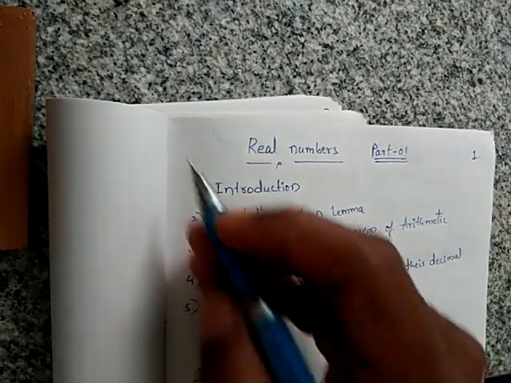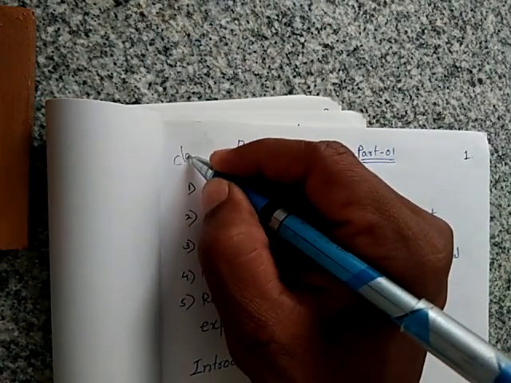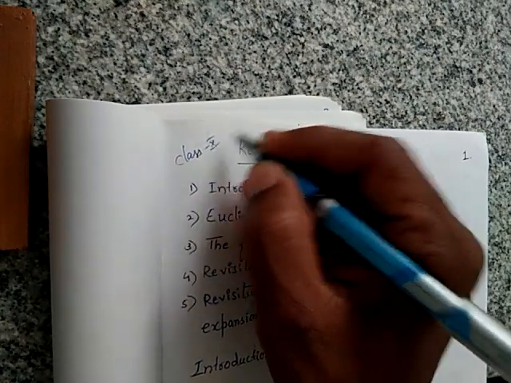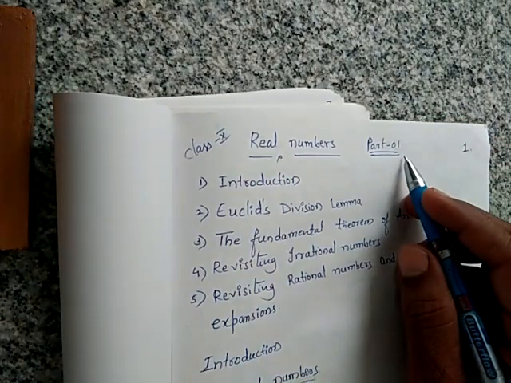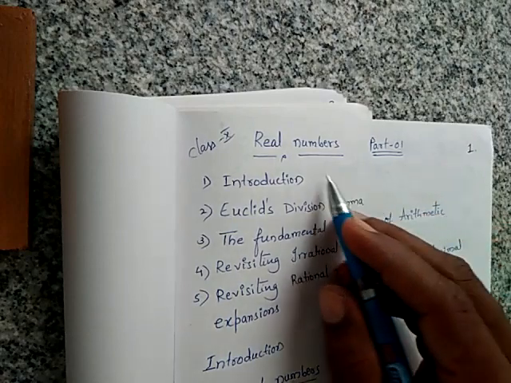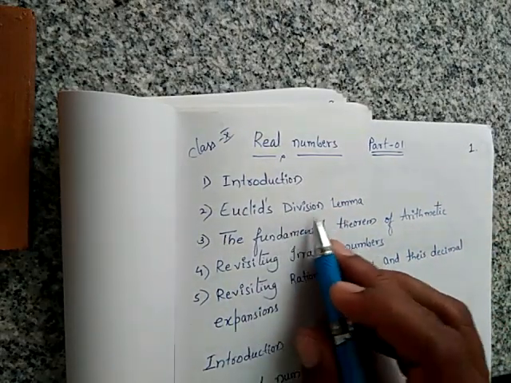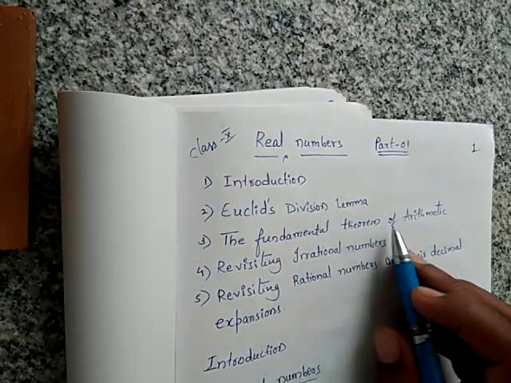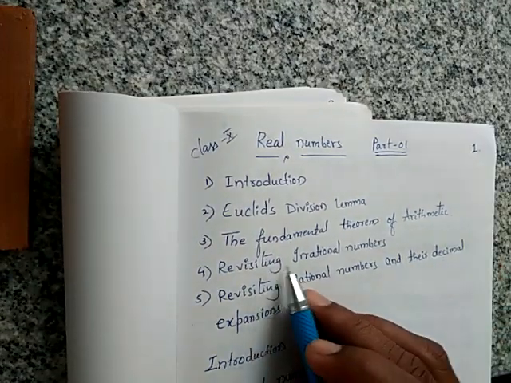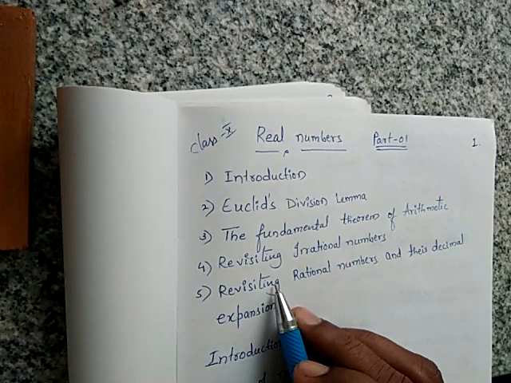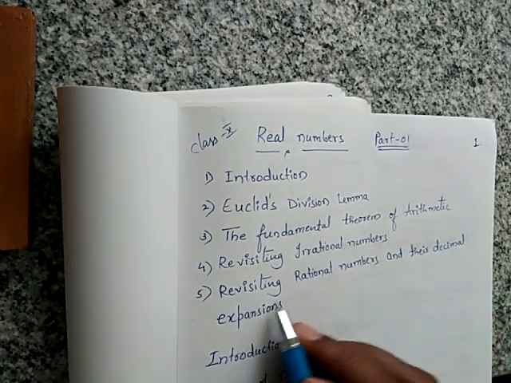Hi friends, so this is class 10th real numbers part number 1. In this chapter, real numbers, we are going to study about introduction, Euclid's division lemma, the fundamental theorem of arithmetic, revisiting rational numbers and their decimal expansions.